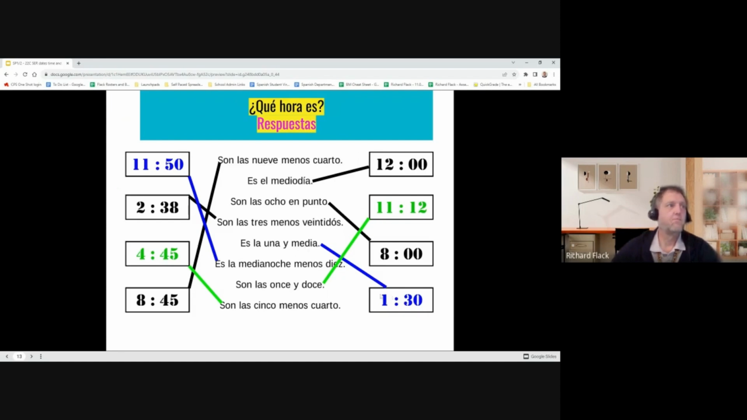Es la una y media. It's 1.5 hours. 1:30. Es la medianoche menos diez. So it's midnight minus 10 minutes. That's 11:50. Son las once y doce. It's the 11 o'clock hour and 12 minutes. That's 11:12. And son las cinco menos cuarto. It's 5 o'clock minus a quarter of an hour. That's 4:45.